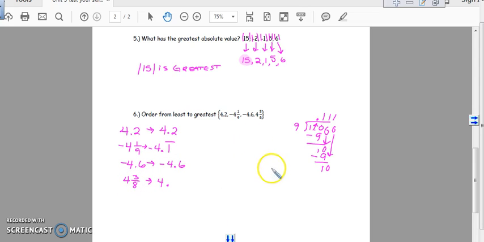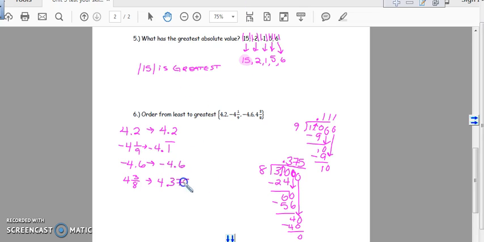3 and 8, top on the inside, bottom on the outside. 8 can't go into 30 evenly, but it can go in 3 times. That gives me 24. 6. It can go into 67 times. 4. It can go into 45 times and none left over. So 4.375. I'm sorry.